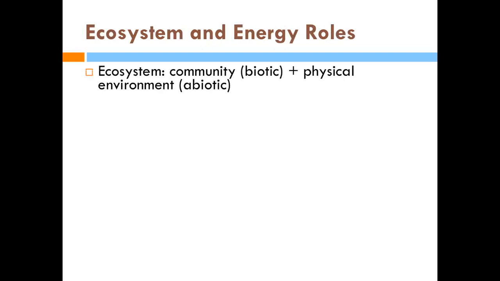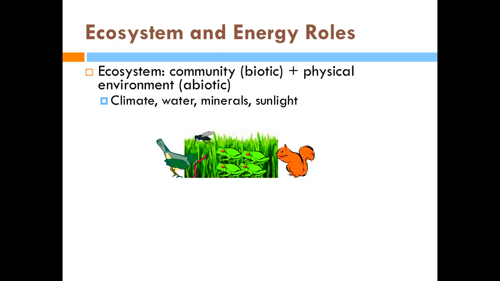Next, we have the community, which is made of living things, and we use the term biotic for living components of an ecosystem. And then we're going to add in the physical environment, or the non-living aspects of the ecosystem. The biotic and abiotic aspects are interacting with one another, and that makes up the ecosystem. So we have our community here, and then we're also going to include things like the climate, maybe water, minerals, sunlight, rocks, all these non-living components of the environment.